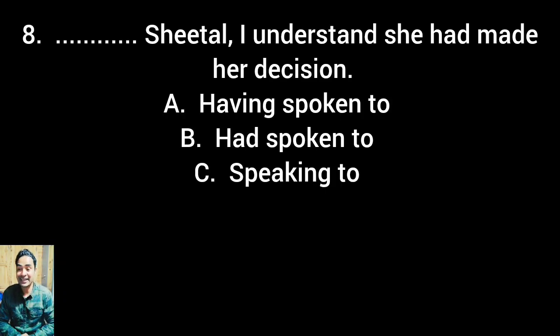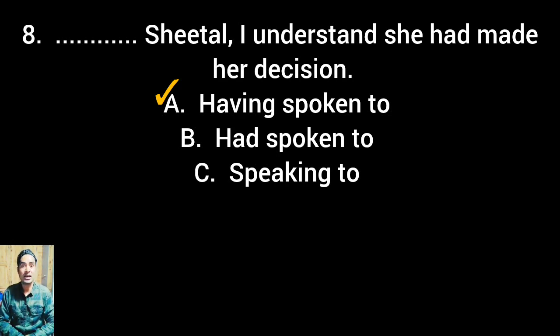Let's move on to the next question. Dash dash Sheetal, I understand she had made her decision. A. Having spoken to. B. Had spoken to. C. Speaking to. The correct answer is A. Having spoken to Sheetal. But why?